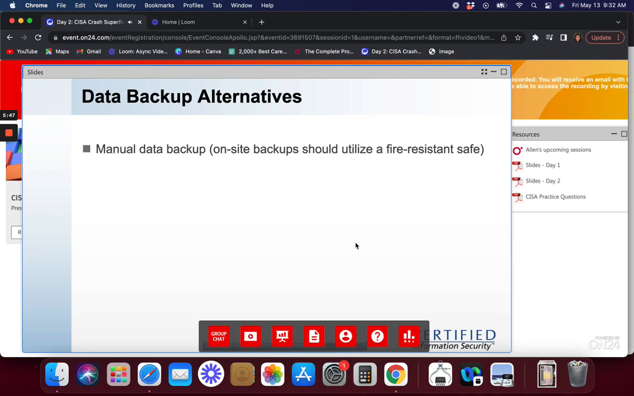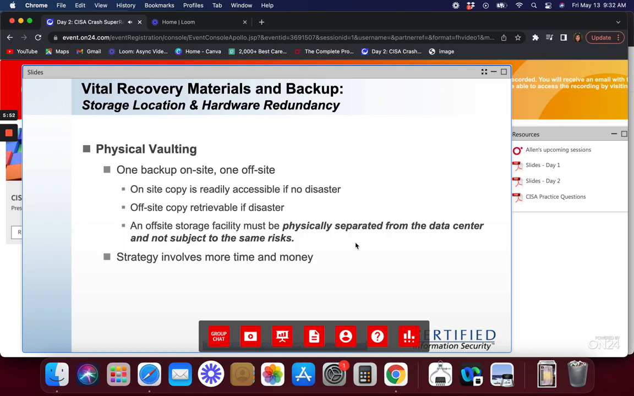Data backup alternatives. Again, we have manual data backups. We have physical vaulting. This is where we're actually keeping hardware, basically disk backups or potentially tape backups, often in the old days, in an off-site physical location. Today, this has changed somewhat with cloud computing. Now we already have the inherent resilience and fault tolerance of spreading the resources amongst different servers in different locations. So if any one goes down, you don't lose the entirety of it. So again, this is a whole different way of looking at things now with cloud computing.